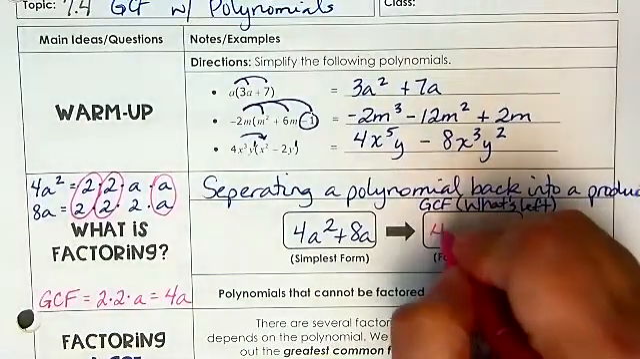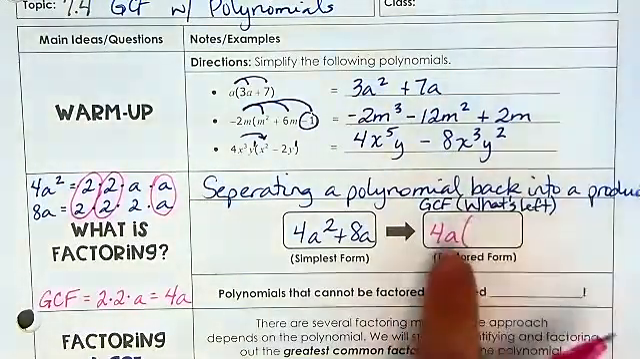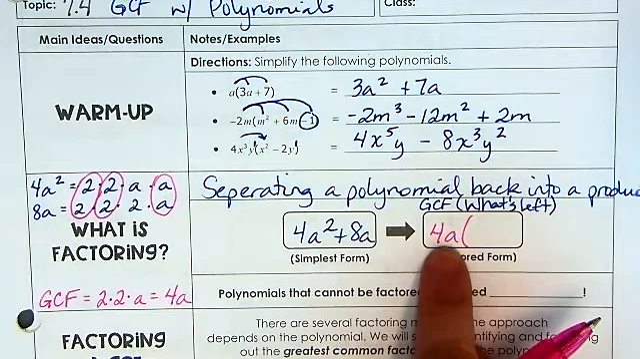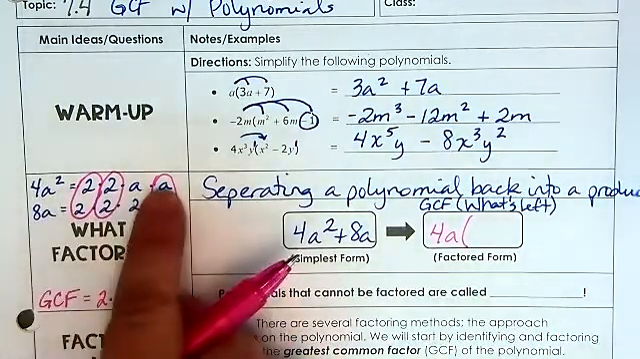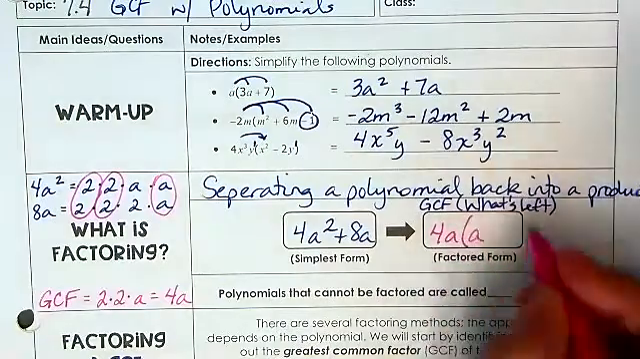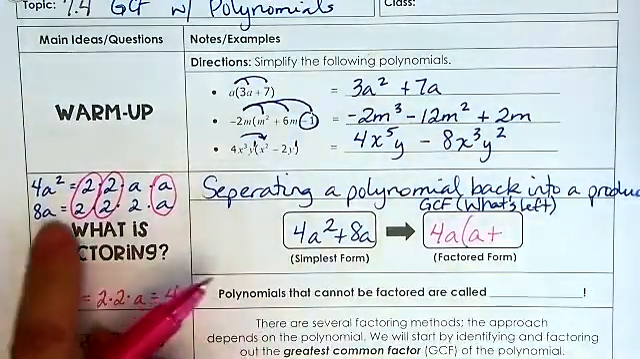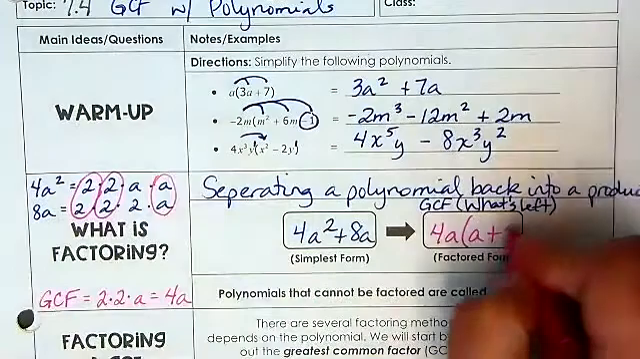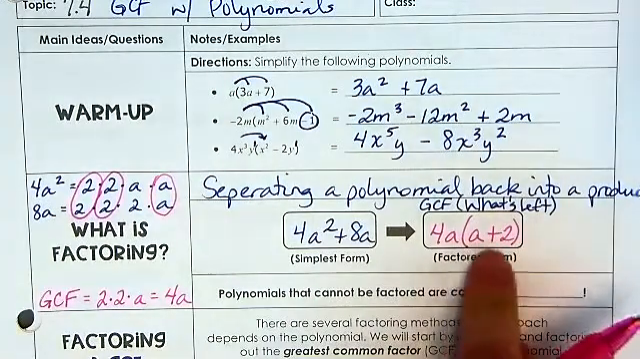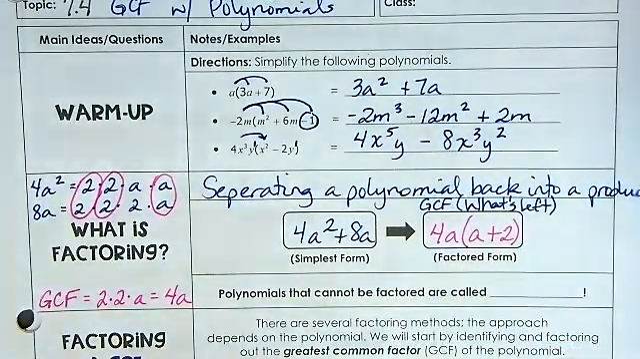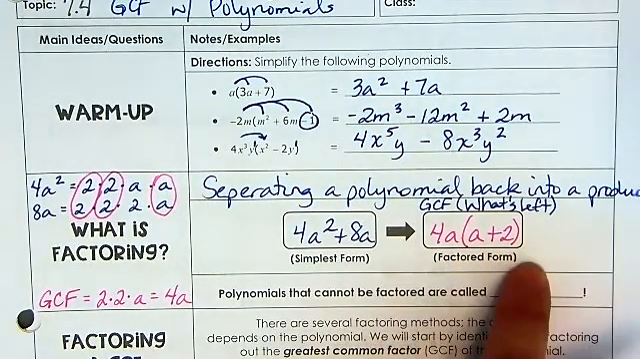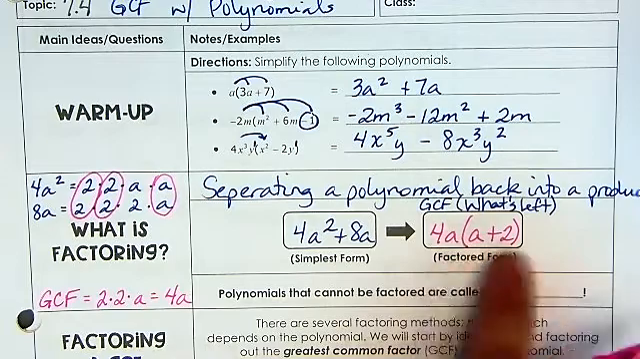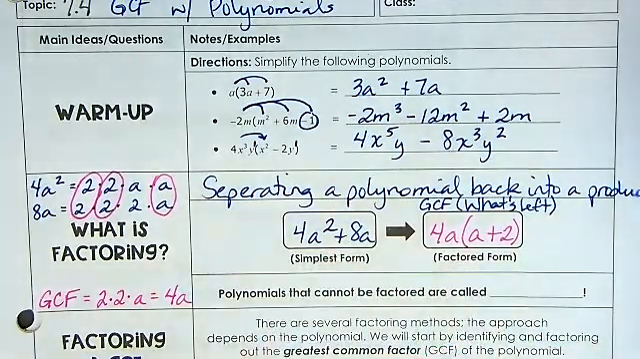So we have 4a, open parentheses, that's my GCF. Now what's left in each part? An a in the 4a squared, so I'm going to have a plus what's left in the second term, a 2. So we have a plus 2 inside the parentheses. And this is my polynomial in factored form. I'm sorry, but this is factored form, the products. This is my polynomial.